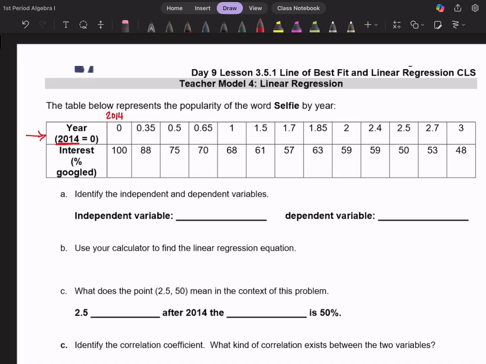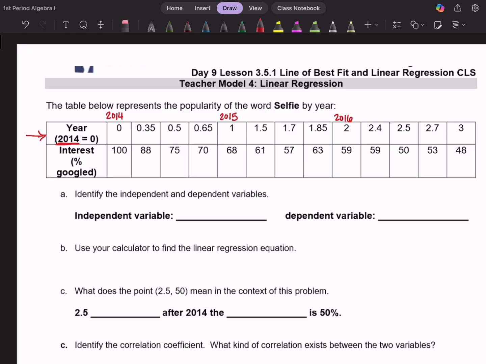So 0 is all in for 2014, and then 1 means that 1 year after 2014. So that's really talking about the year 2015. The 2 talks about 2 years after 2014, that will be 2016, and so on and so forth.